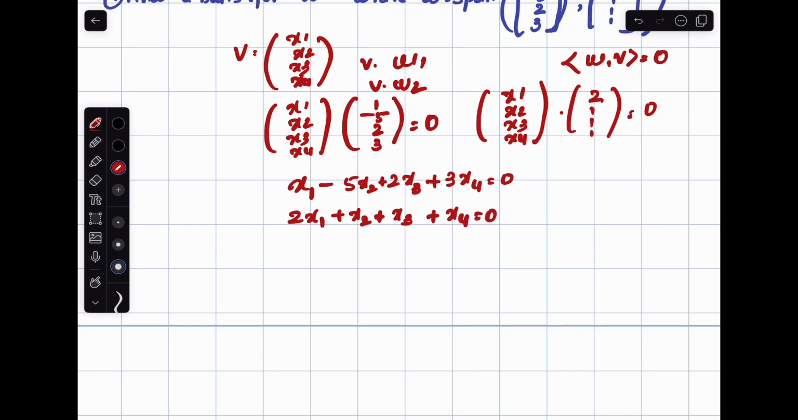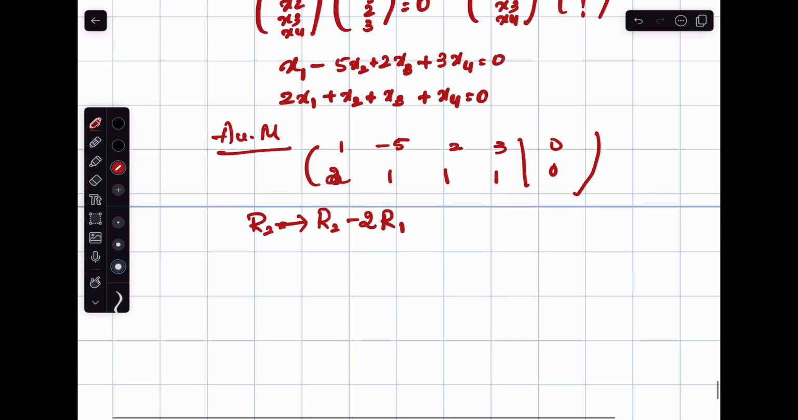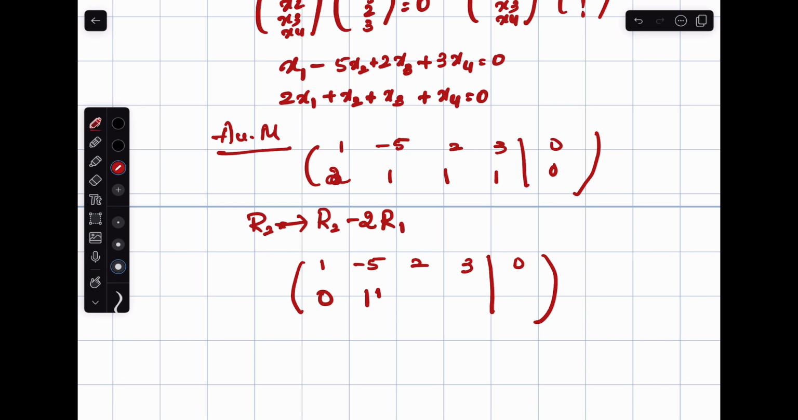Now we have to write the augmented matrix, and try to reduce it. So it is 1, minus 5, 2, 3, given 0, and 0, 1, 1, 1, 0. We have seen how to solve it, we know it, right? I'll directly apply the row operation, reducing the second row: R2 changes to R2 minus 2 times R1. First row remains as it is, so the second row will be 0, 11, minus 3, minus 5, 0.